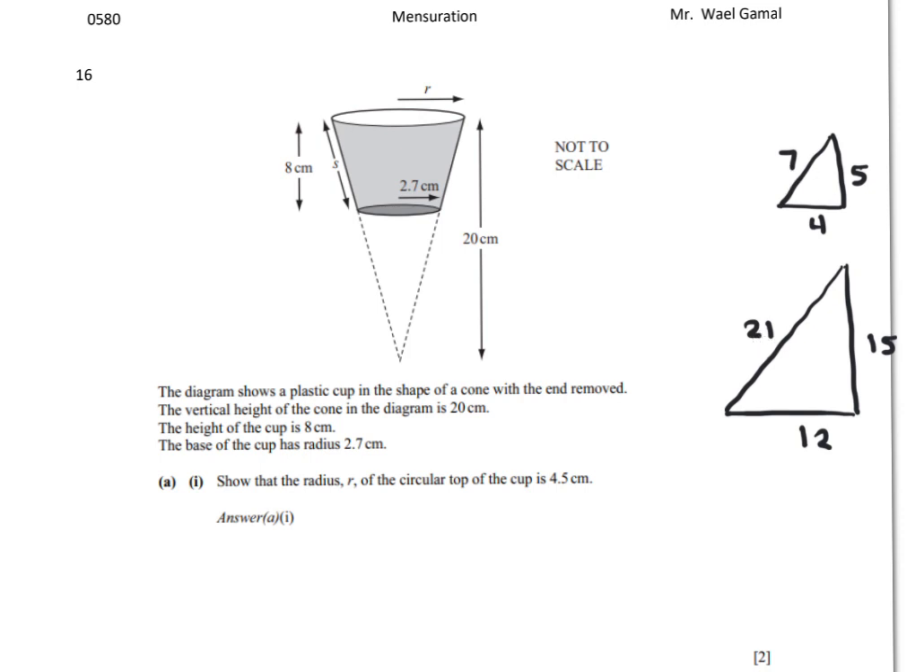So the two triangles are similar if the angles are equal, and if they are similar, we can deduce that the sides are proportional. Okay, this is the meaning of two triangles being similar. Now we can start number 16.